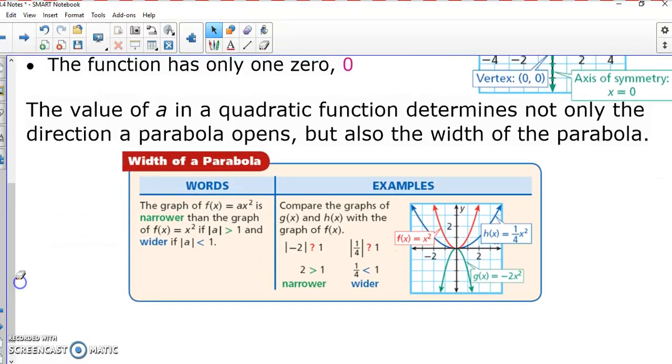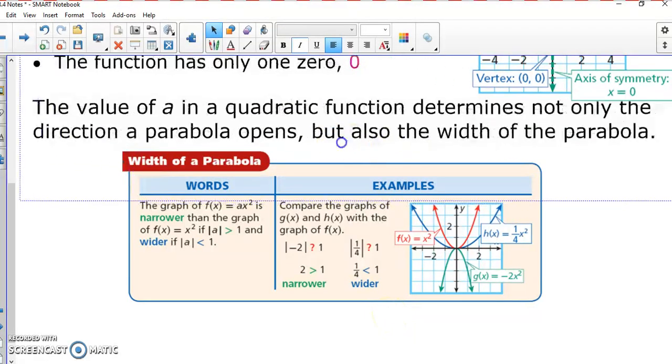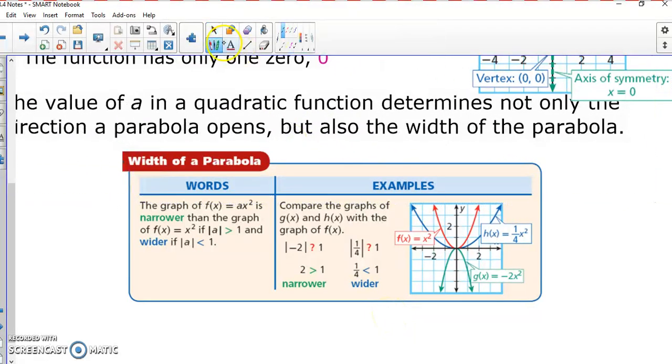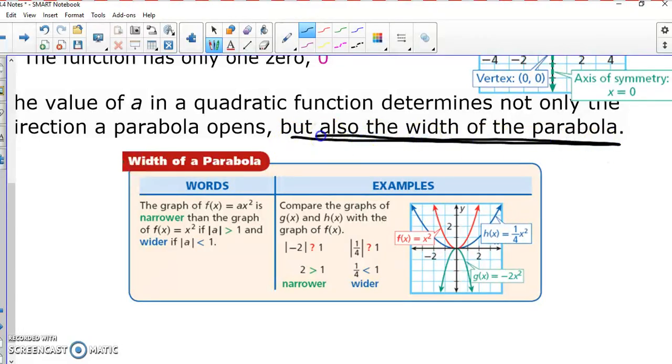Now we learned back in lesson 1 that the value of a, remember a is whatever's in front of the x squared, determines whether the parabola opens up or down. So if it's positive, it opens up. If it's negative, it opens down. It also determines the width. So the width is also determined by whatever our a value is, okay?